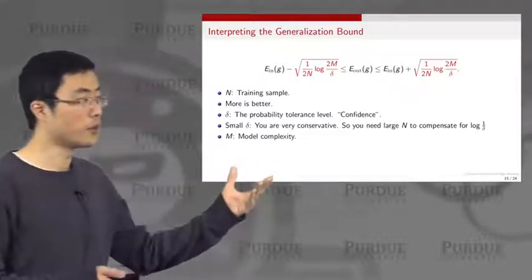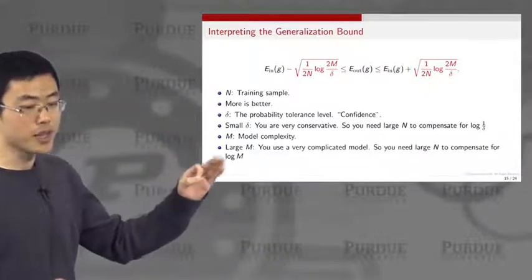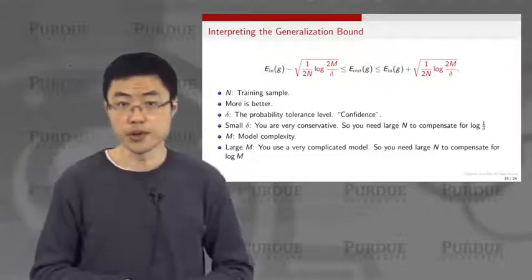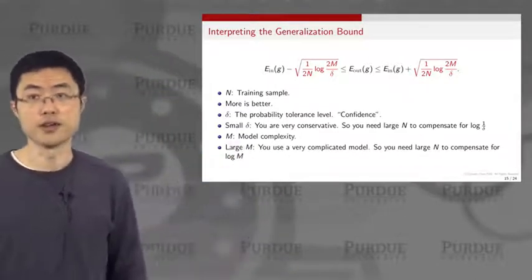Now, what is the M? M is some kind of model complexity. If you have a large M, then you have a very complicated model, and so you need a very large N to compensate for the log of M.